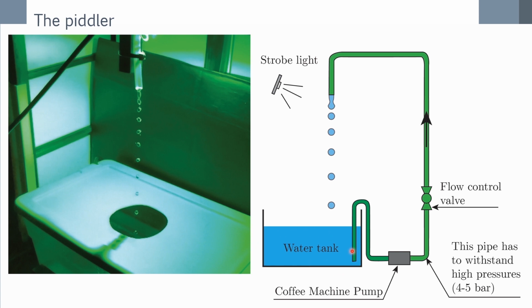We have a little water tank, and the water tank has a little pipe that connects to a coffee machine pump. The coffee machine pump is actually self-priming, so you don't need to worry about submerging this little pipe. It can actually come from above, which is kind of useful. And the coffee machine pump is a piston that moves back and forth, and when it moves back and forth, it's connected to a check valve.